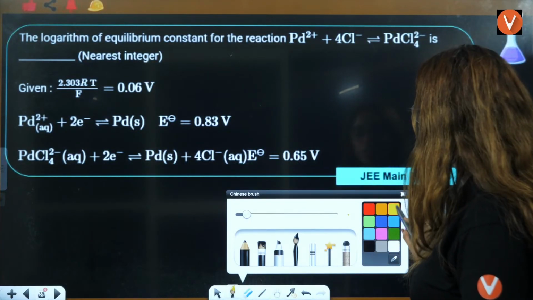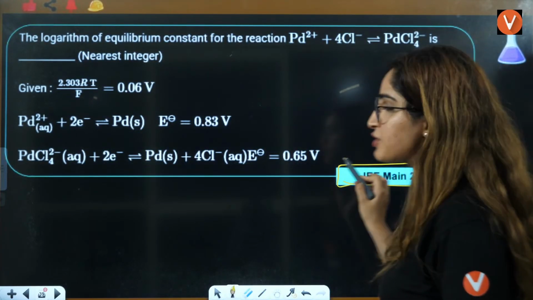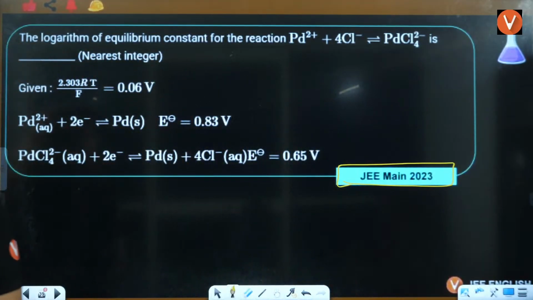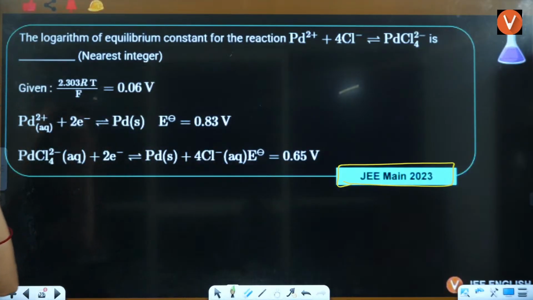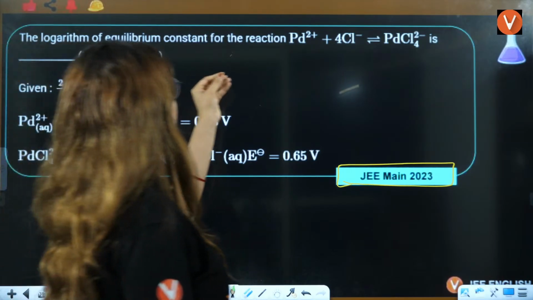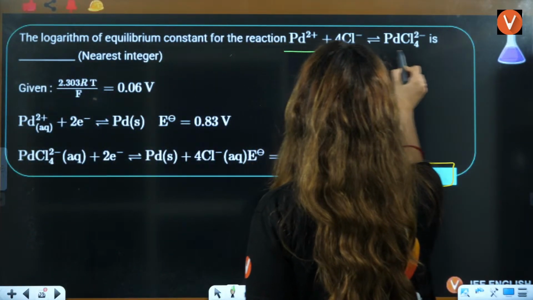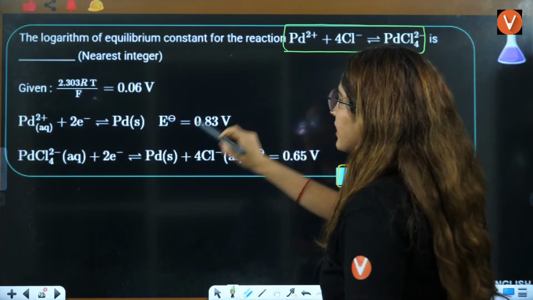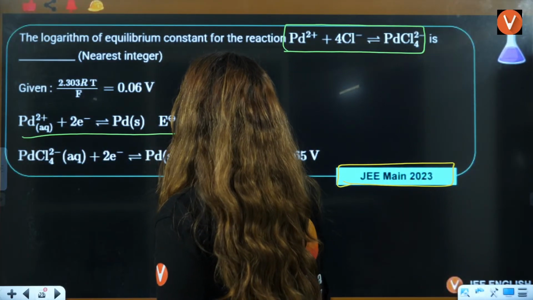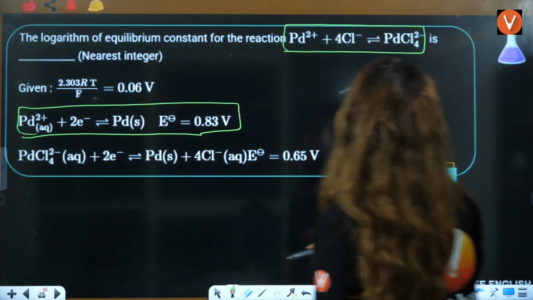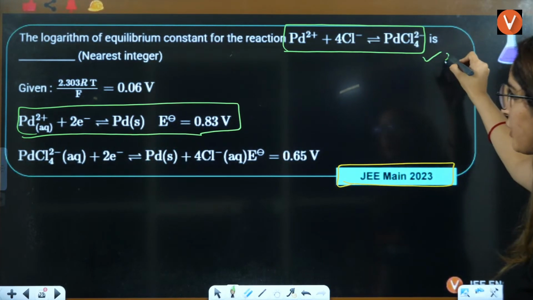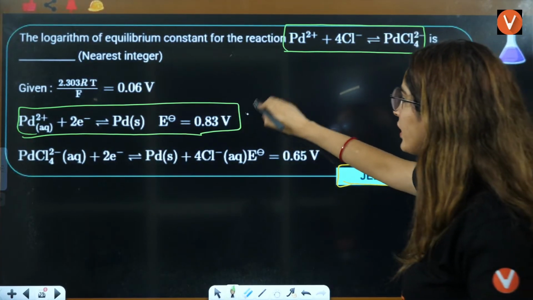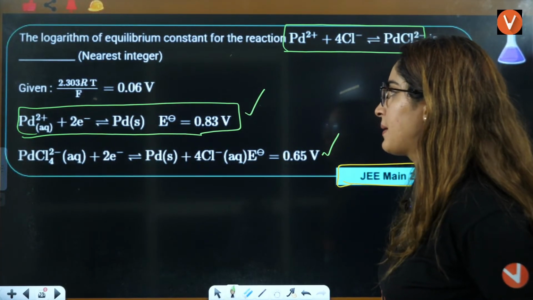Now the last question of today, that is a JEE Mains 2023 question. Let us see if you are able to do this or not. The logarithm of the equilibrium constant of this reaction is given to you, and this reaction is also given. They are asking you for this particular reaction. They have given you E naught of this reaction and this reaction.